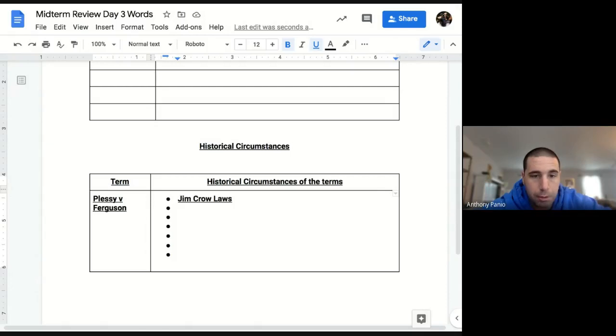Separate but equal for black and white, Muhammad, that is not a historical circumstance. That is the definition of the term Plessy versus Ferguson, but I don't want the definition of the term. I don't want the outcome of the case. I want the historical circumstances. And if you meant the Jim Crow laws, then yes, you're correct. That is kind of the same thing. Saying separate but equal things for black and white is okay is similar to the Jim Crow laws. What else do you got?